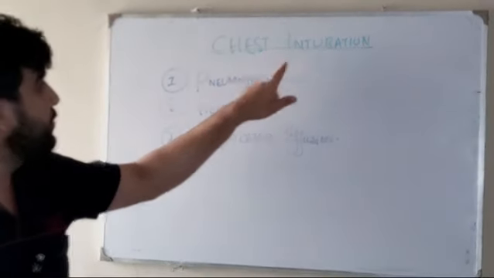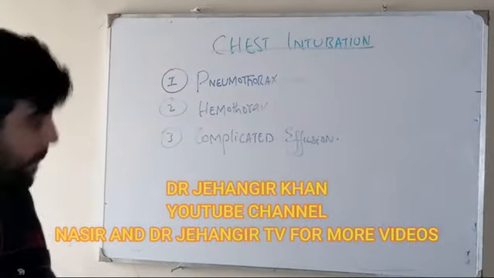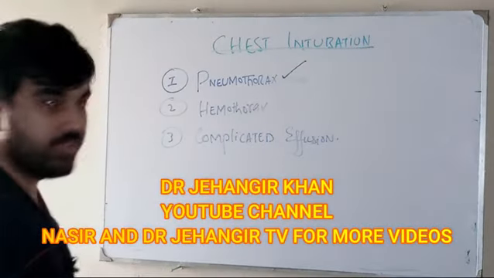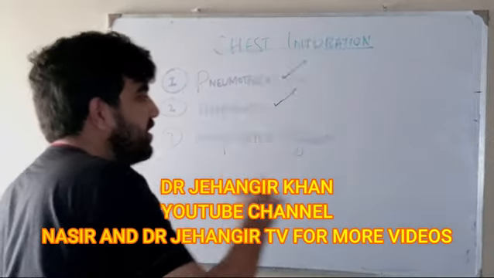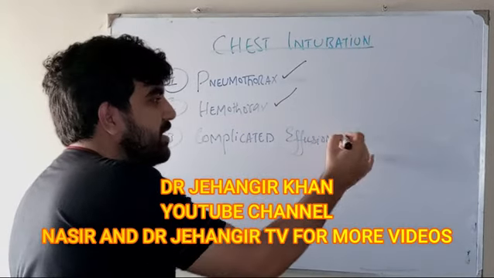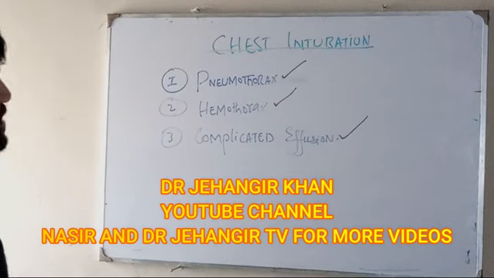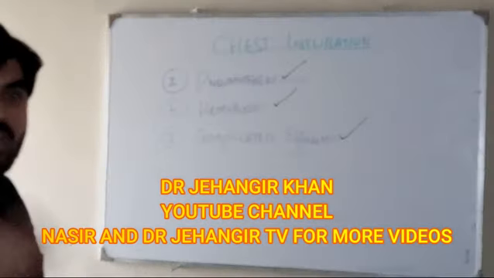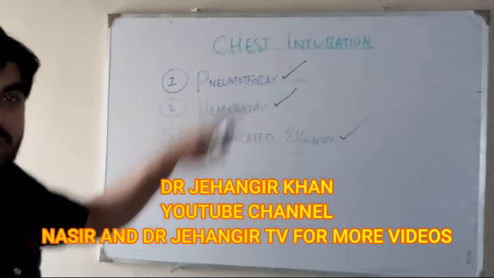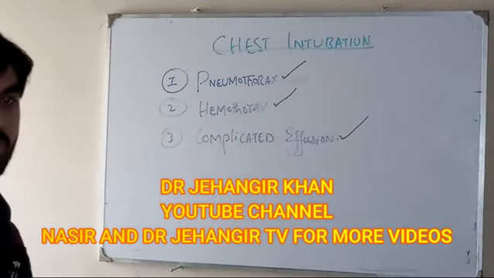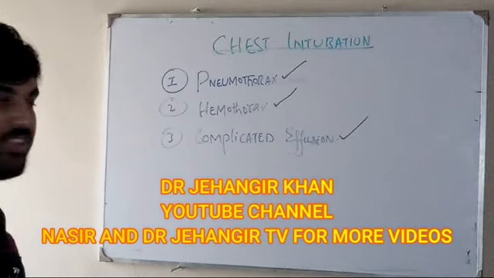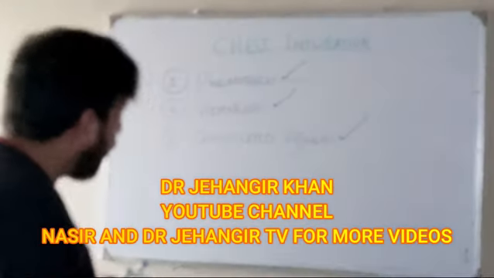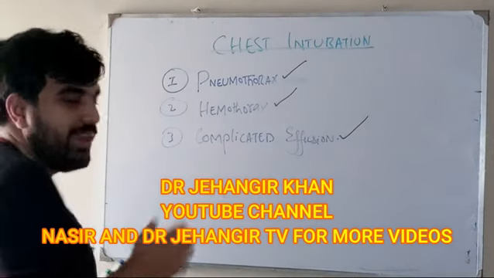So what are the indications for chest intubation? Number one is the pneumothorax, second is the hemothorax, and third is complicated pleural effusion. So these three are the main indications for chest intubation, in which we put a tube inside the chest. The last one, complicated effusion, I will explain further.